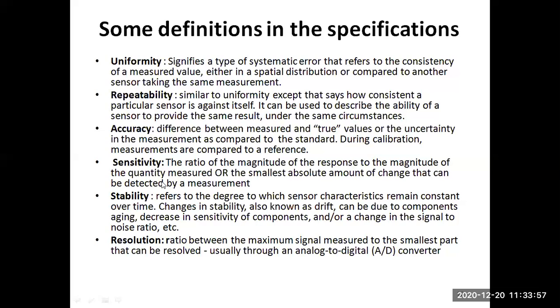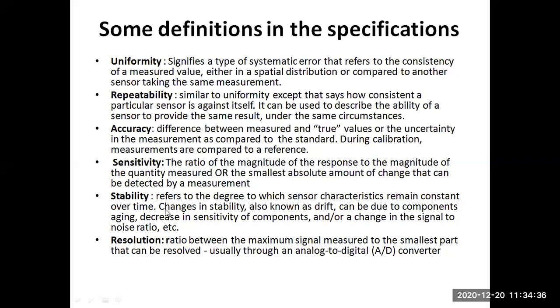So again, these are all performance parameters. I hope you realize this. The ratio of the magnitude of the response to the magnitude of the quantity measured. Right, so it's like a transfer function kind of thing. So we have seen that in the transfer function. Or rather, per unit change in input, what is the output? Right, that is the typical definition of sensitivity. And for the sensor, again, this holds true. And we can also characterize it by saying that it is the smallest absolute amount of change that can be detected by a measurement. So we can present it in that way as well.